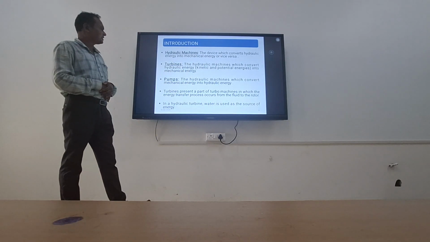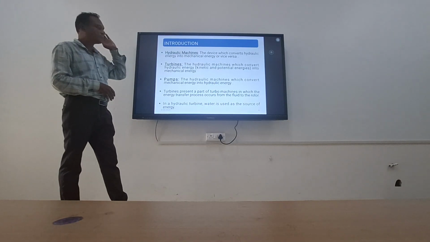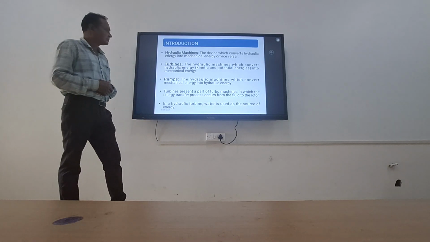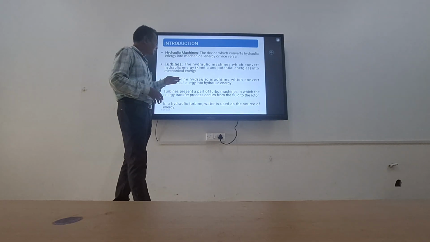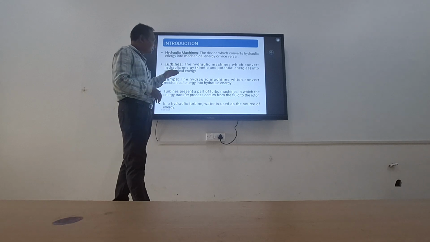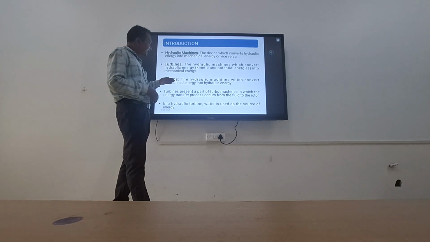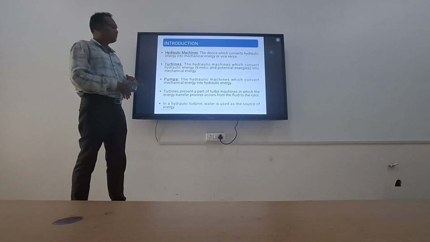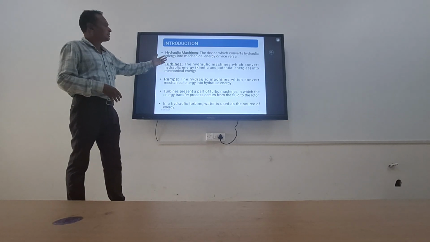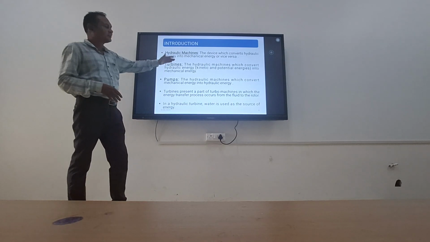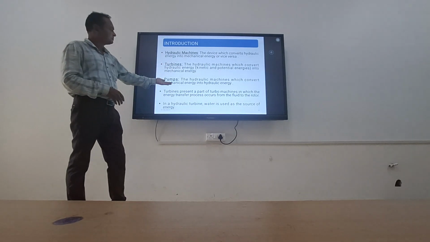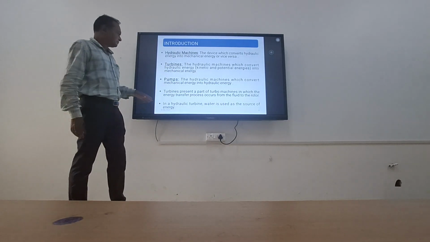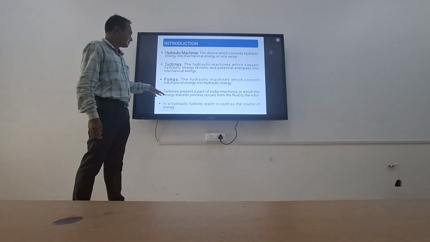So what is the next part of hydraulic machines? That is pumps. Generally you have seen pumps used to lift water, isn't it? So what is happening in pumps? In pumps, mechanical energy is converted into hydraulic energy. So these are the two opposites, turbines and pumps. In turbines, hydraulic energy is converted into mechanical energy, but in pumps, mechanical energy is converted into hydraulic energy.